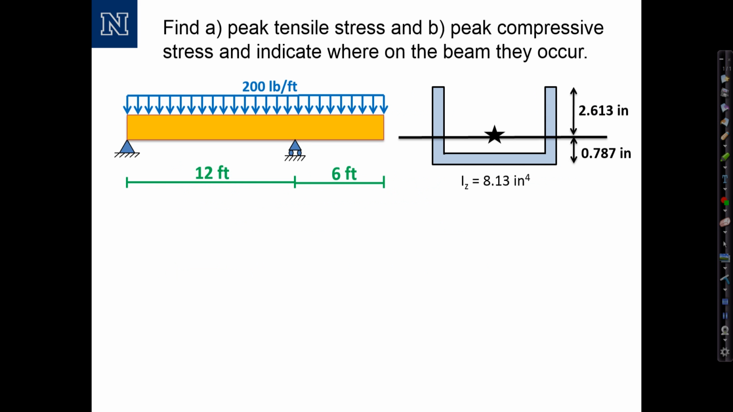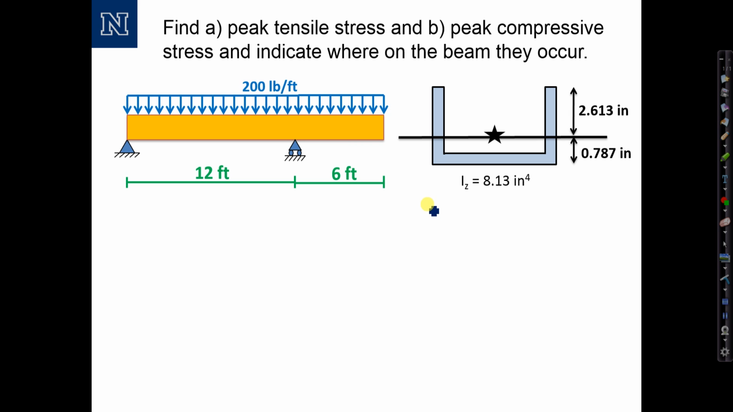The first example is a comprehensive example. We have a simply supported beam with an overhang, constant distributed load, and then we have the channel section with the cross-section properties given. We're asked to find the peak tensile stress and the peak compressive stress and indicate where on the beam they occur. Because we have an unsymmetric channel section, we should note that the peak tensile stress and the peak compressive stress may not occur at the same location along the beam.